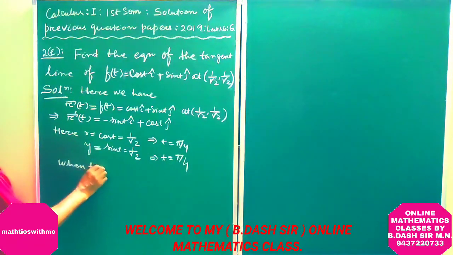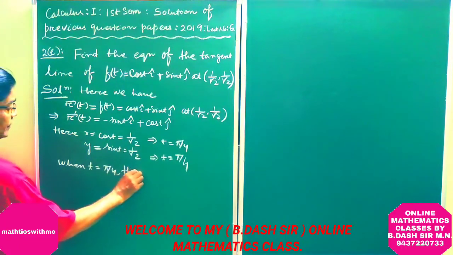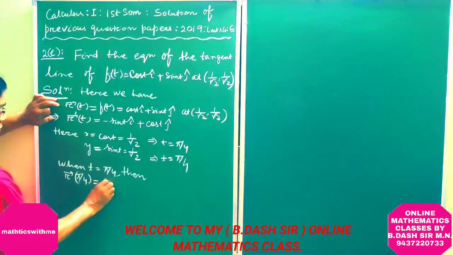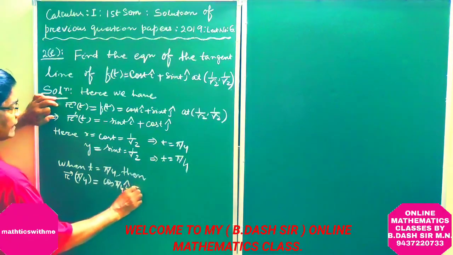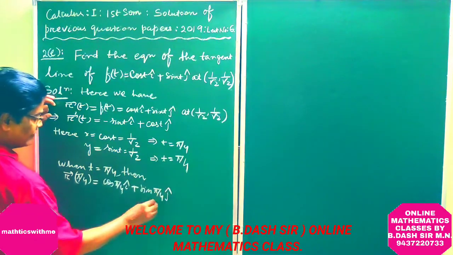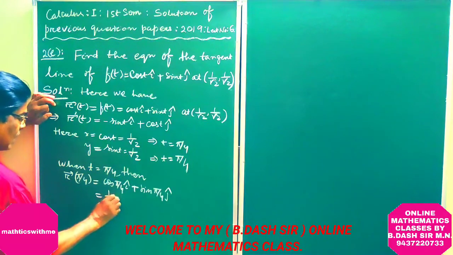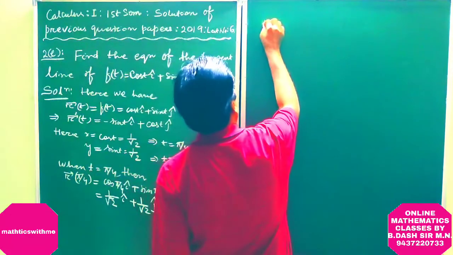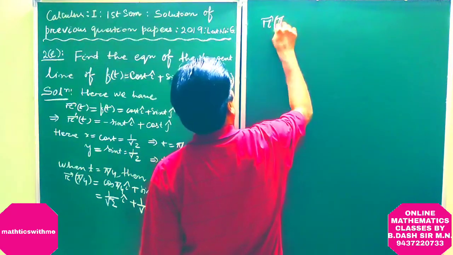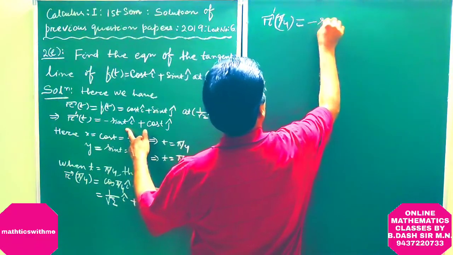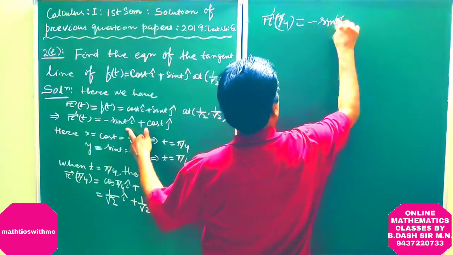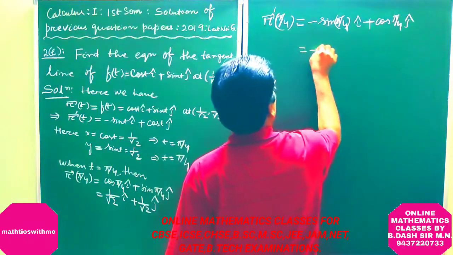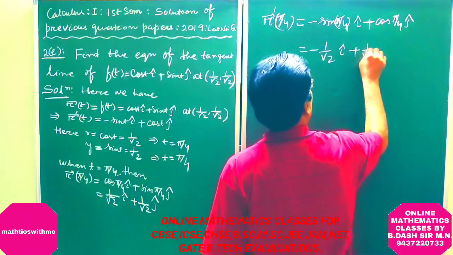When t = π/4, then vector r(π/4) = cos(π/4) i cap + sin(π/4) j cap = 1/√2 i cap + 1/√2 j cap. r'(π/4) = -sin(π/4) i cap + cos(π/4) j cap = -1/√2 i cap + 1/√2 j cap.